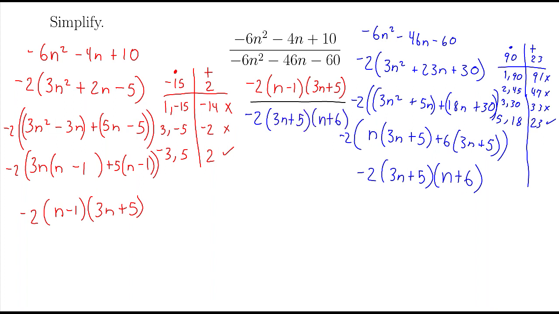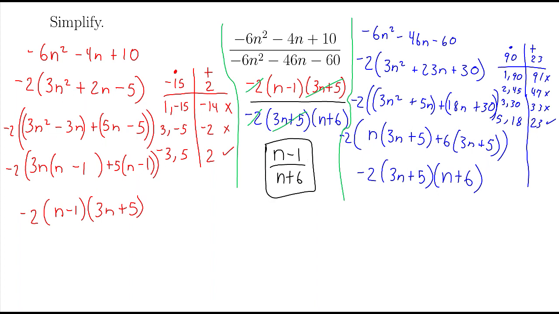That's getting a little crowded here, but no matter, we're basically there. Maybe I'll draw some lines to help separate some stuff. Now let's see what cancels. Negative 2 and negative 2. 3n plus 5 over 3n plus 5. I'm left with n minus 1 over n plus 6. Notice I'm not putting parentheses. I don't need to, because there's only one factor on the top and only one factor on the bottom. There's no need to write the parentheses.